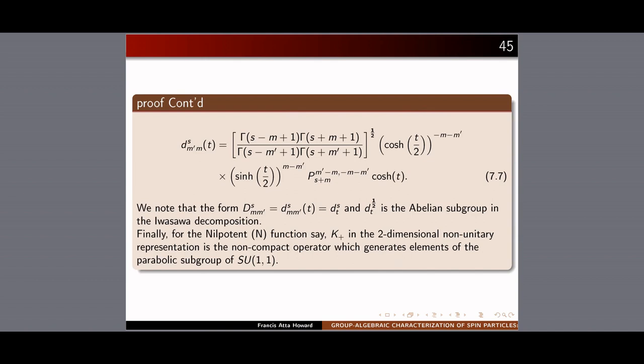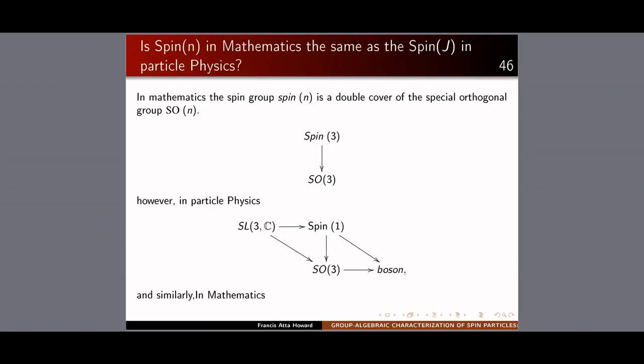This has the Jacobi polynomials. And in the rotational form of the D functions, we have the cosh and the sinh with the Jacobi polynomials. Now, when I consider the case where my s is equal to a half, I get the abelian subgroup in the Iwasawa decomposition, which is the d(t) of half that we previously saw. Finally, the nilpotent structure, which is the k plus, the raising operator in the two-dimensional non-unitary representation, is a non-compact operator. But this generates the elements of the parabolic subgroup of SU(1,1).